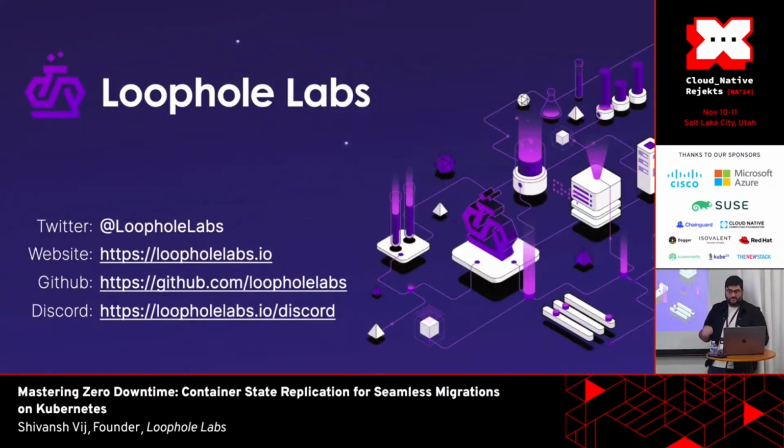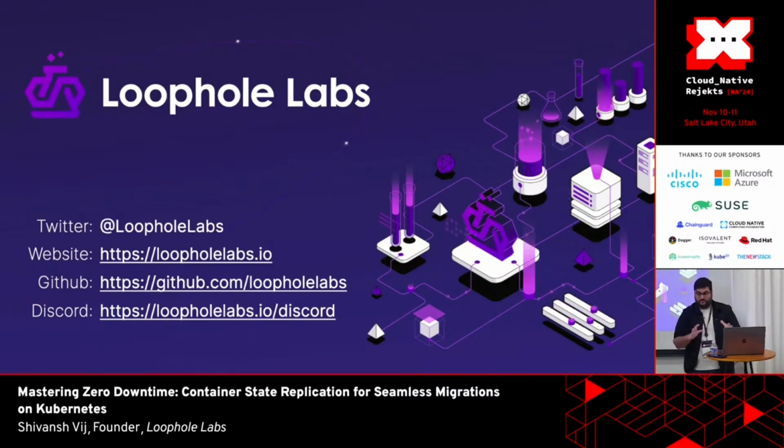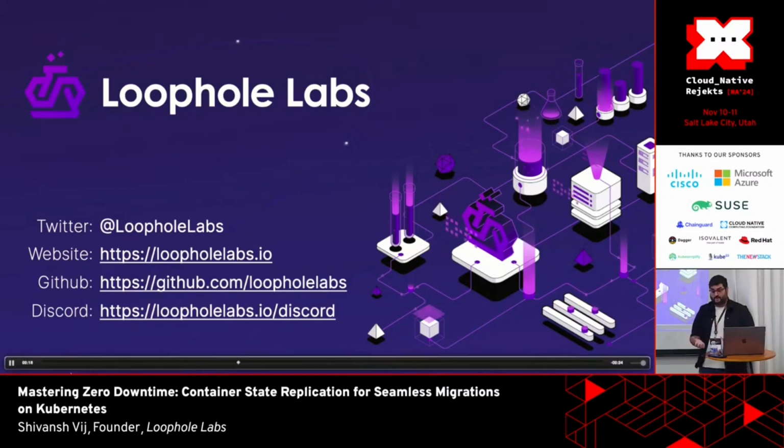So what's Loophole Labs? We allow you to take advantage of spot instances for any workload on any cloud provider. The idea is that we save you 90% on your compute costs by taking advantage of those spot instances for even your stateful workloads like databases, CI/CD, data pipelines, game servers. And we can do this thanks to our live migration tech.